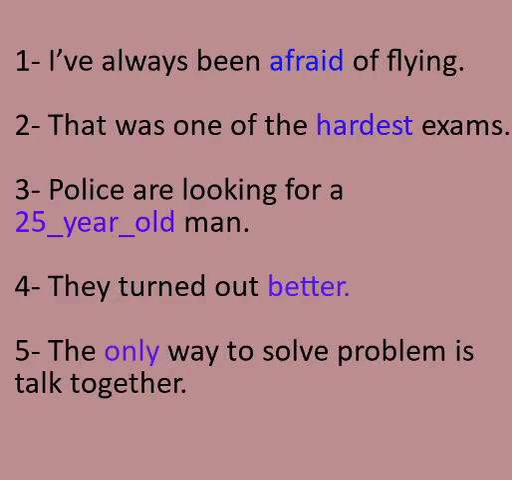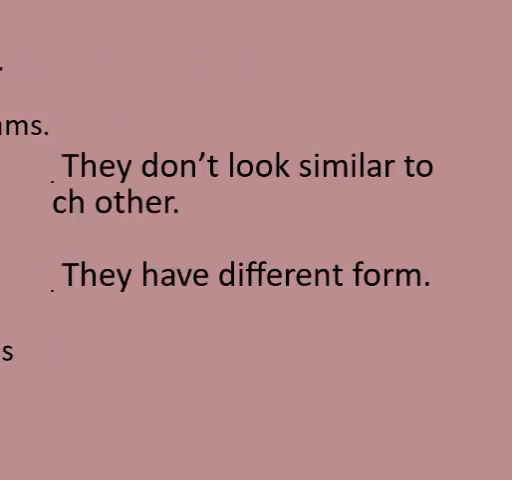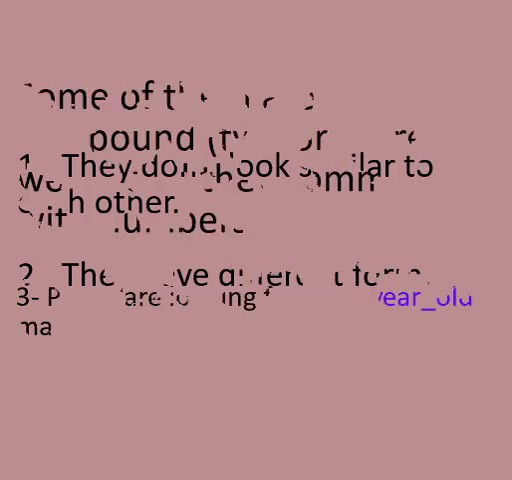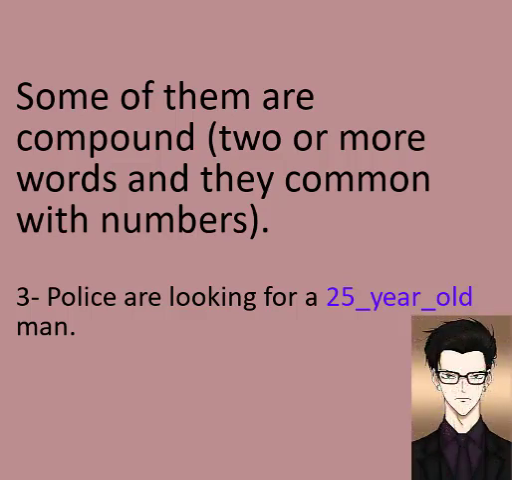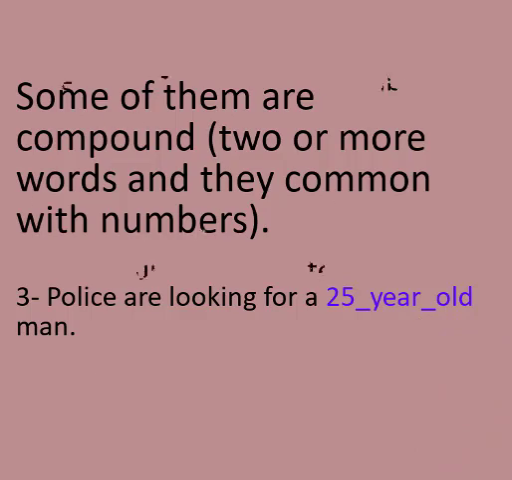Yes, in number 1, afraid. In number 2, hardest. In number 3, 25-year-old. Number 4, better. Number 5, only. Adjectives don't look similar to each other. They have different forms. Some of them are compounds. It means that there are 2 or more words, and they come with numbers. 25-year-old is a compound adjective.